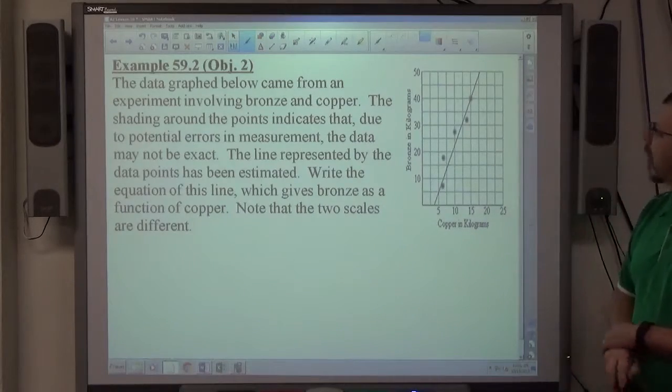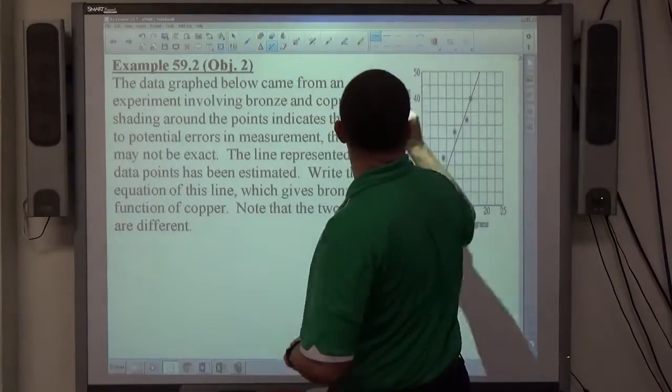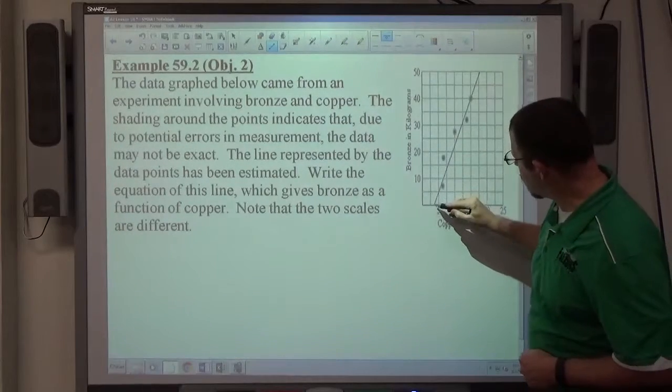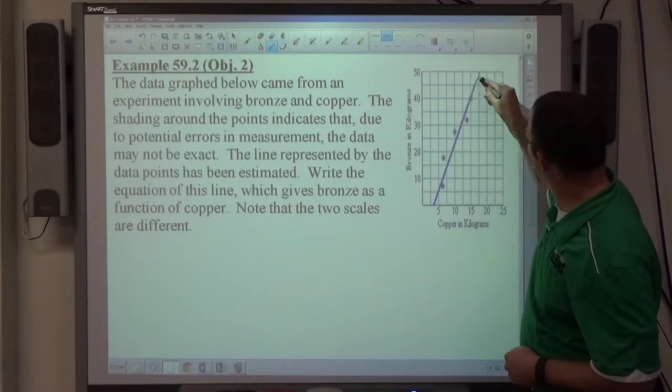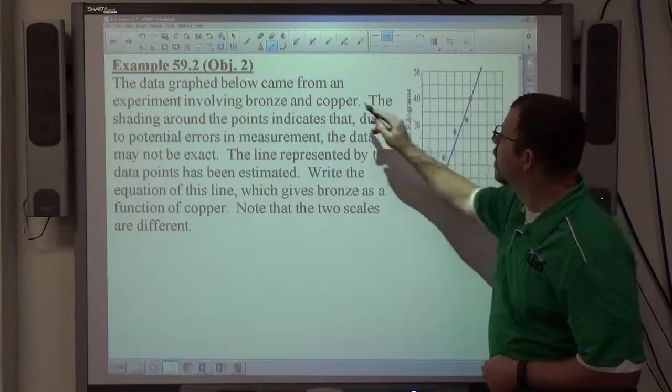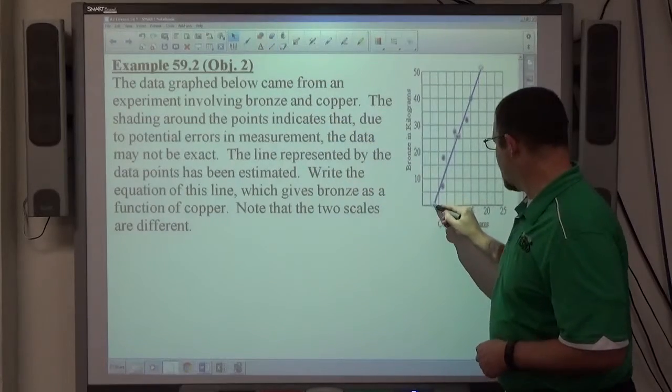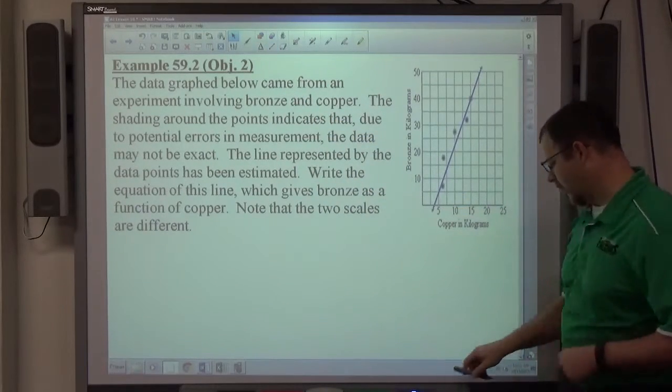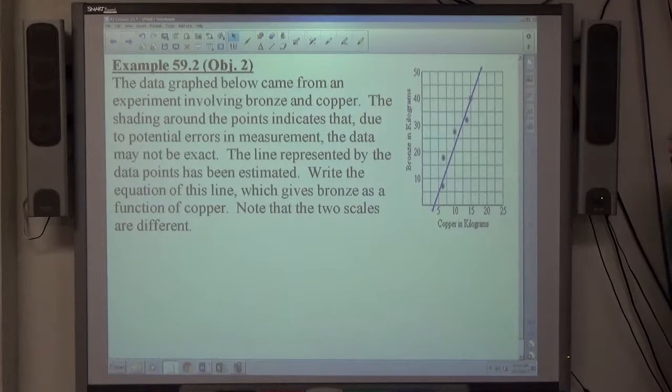Second thing, we're trying to find the equation of the line. So let me highlight the line really quick so we can see exactly what we're trying to find the equation of. We're trying to find this equation here, this blue line. Look at the dots that are given, the data points they call them. Are all the data points sitting on the line? No. Do not pick the data points. Pick points on the line.